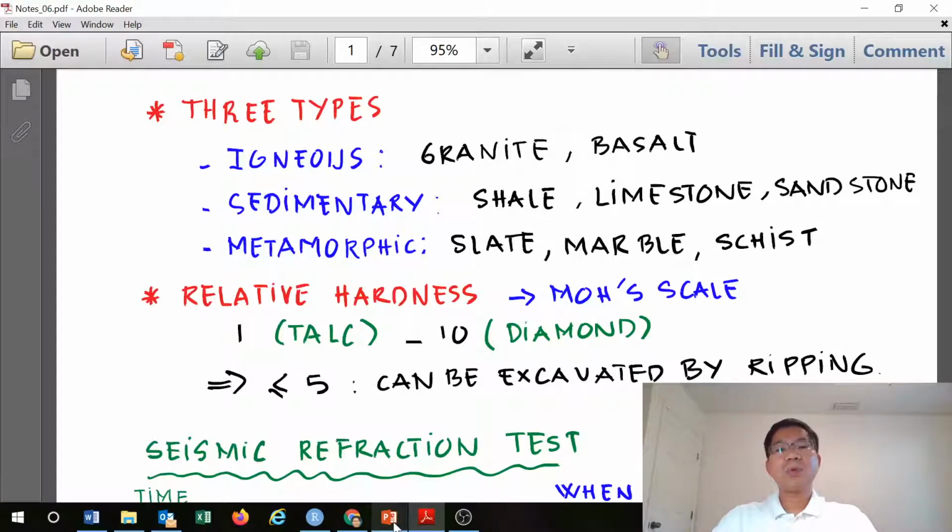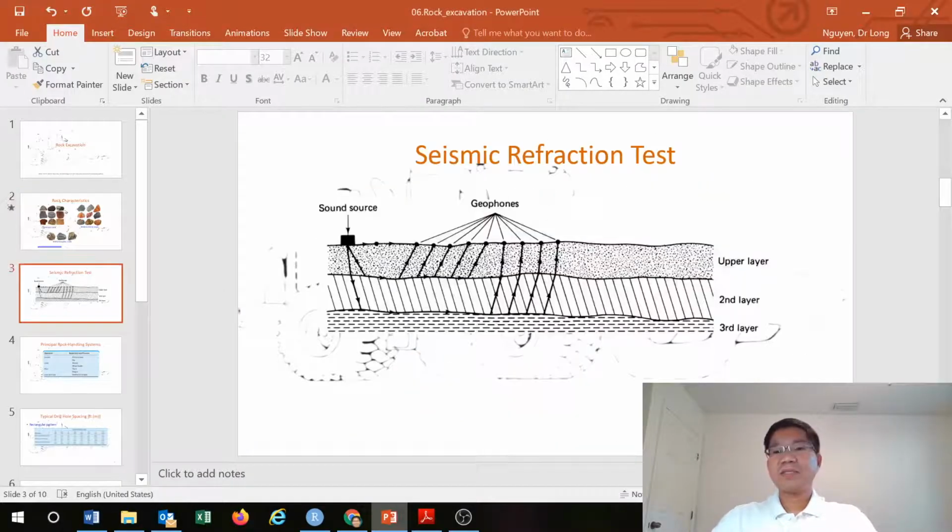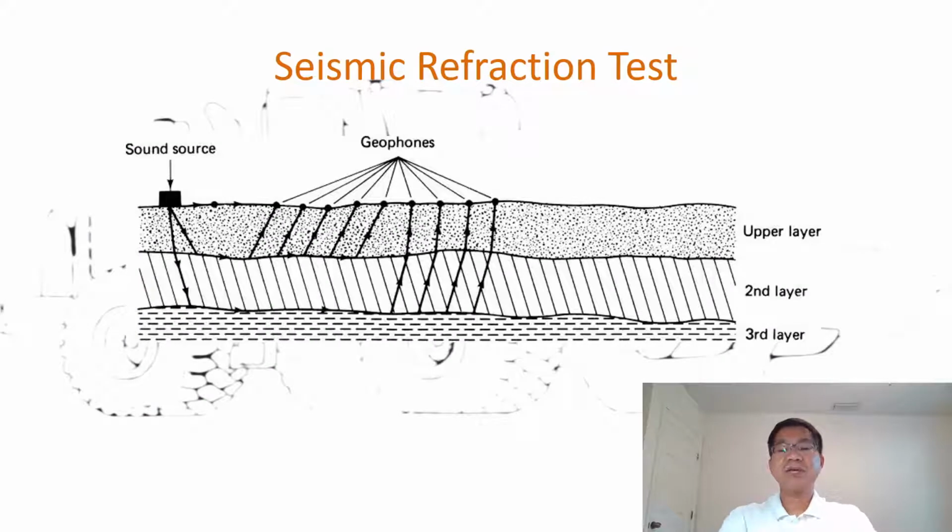So let's go to the way to set up the seismic refraction test in here. For the seismic refraction test, first we set up the sound source, as you can see there. Okay, and then we set up at multiple points geophones, basically the receivers. So we send the sound from the sound source, and then the wave travels to different geophones, and it will be refracted back. That's why we call it refraction test.